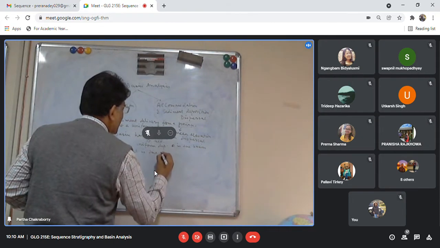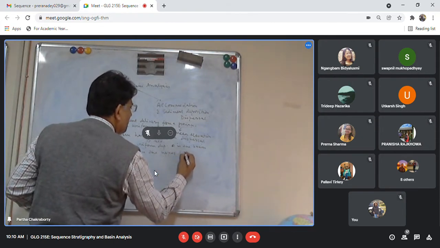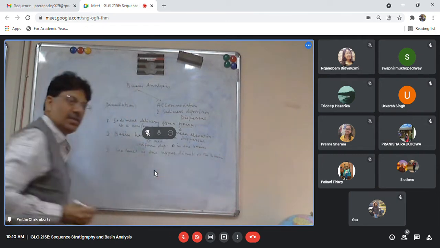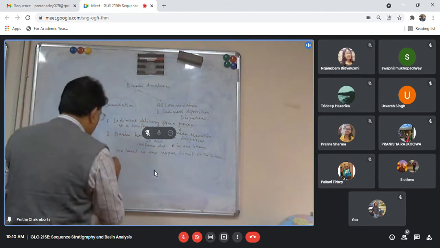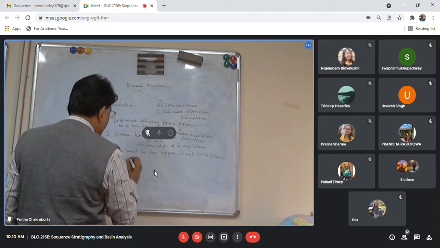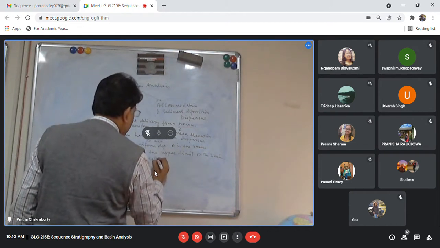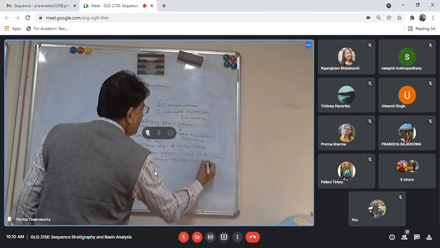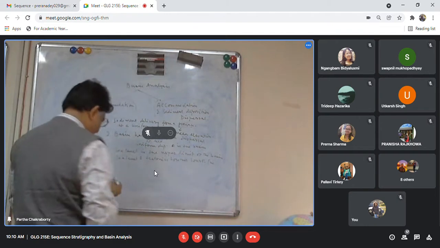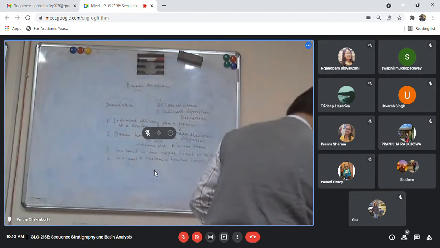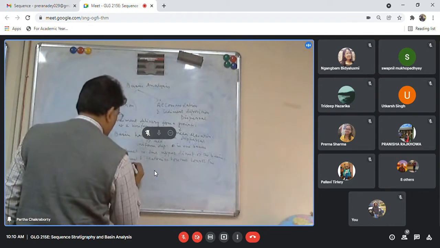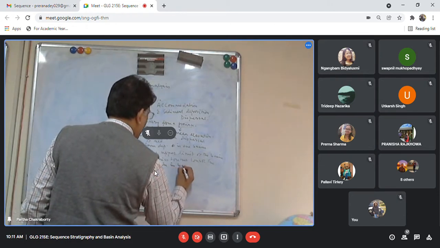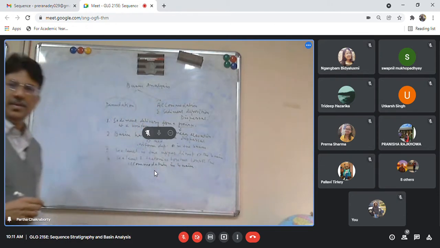Number three: the sea level is the upper limit of the basin. Number four: sea level and tectonics together control the accommodation in the basin.